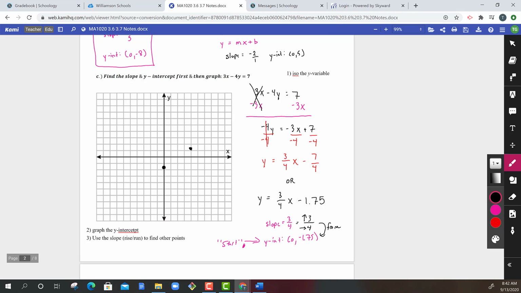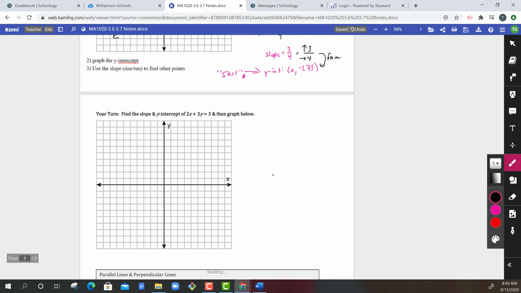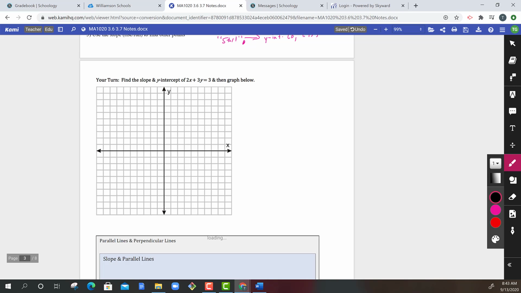And of course, we could keep doing that and graph as many points as the problem called for. Or since a line goes both ways, we can do the opposite. Remember, the slope originally was a negative over a negative. So we could also go down 3 and left 4 and get points that way. Either way, you need 2 or 3 points to graph a nice diagonal line. And that's the process we're going to go through. Pause the video and try that last one on your own. And I'll show the answer here in just a couple of seconds.